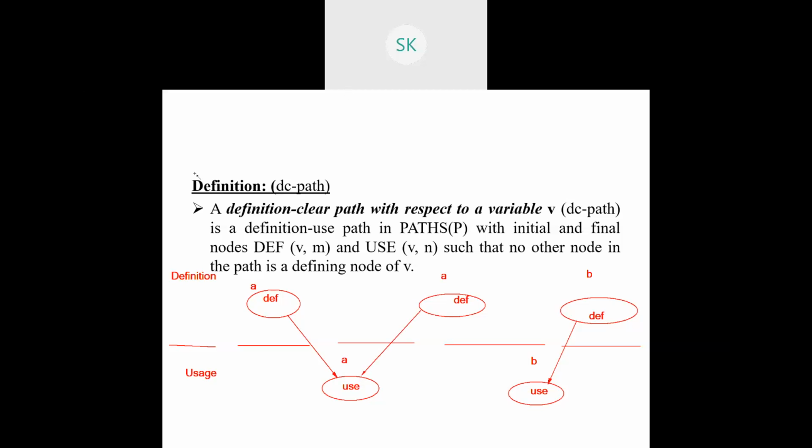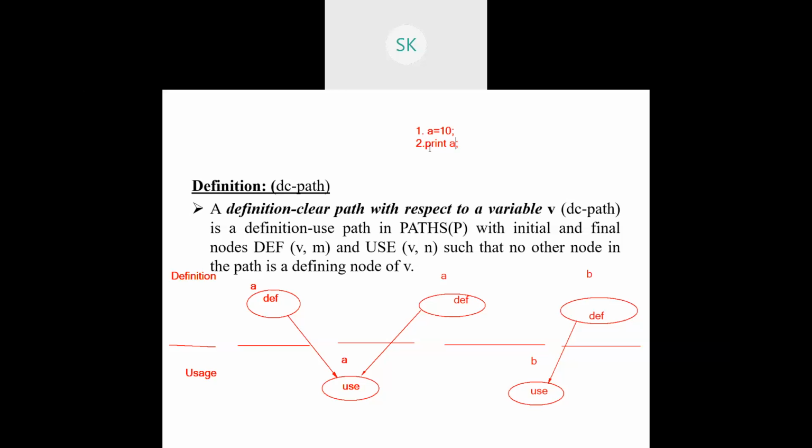If you want to get it with respect to your example in the coding part, suppose the first statement I'm saying is a is equal to 10. The second statement should be print a. So this is a definition clear path.